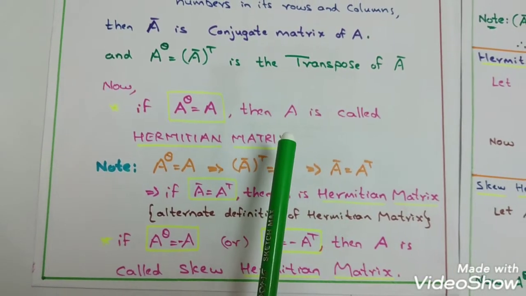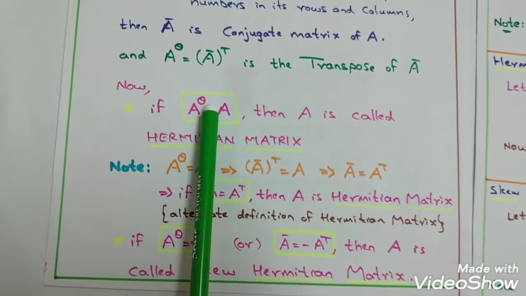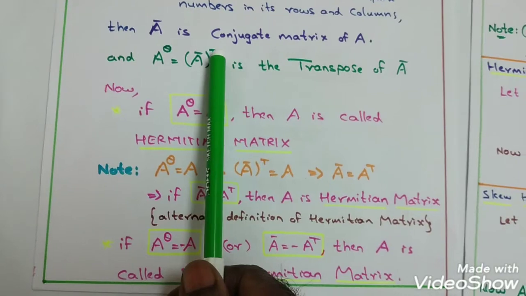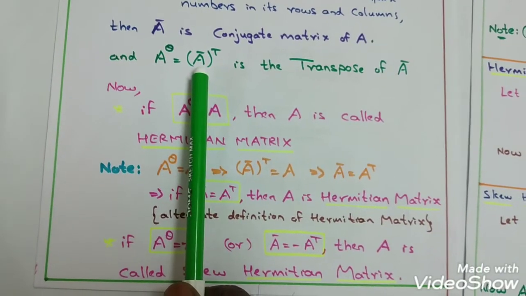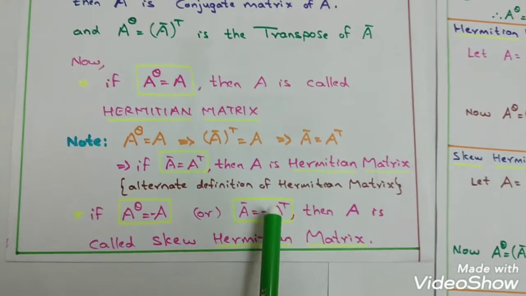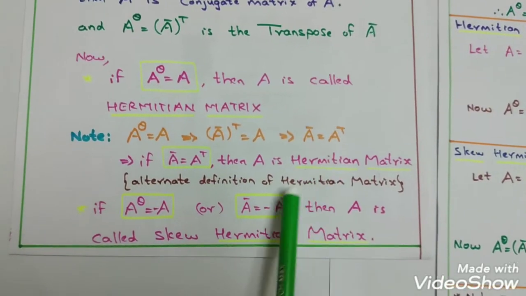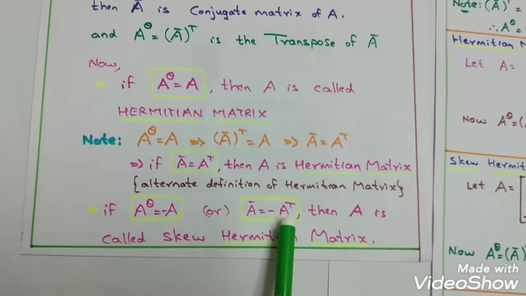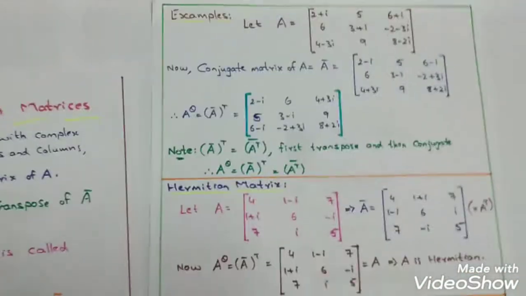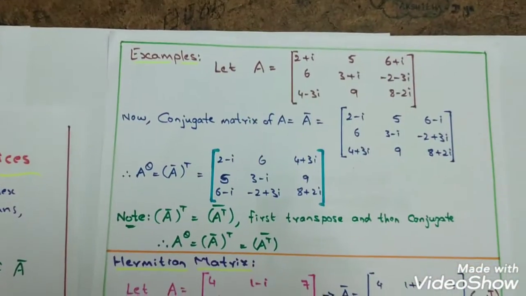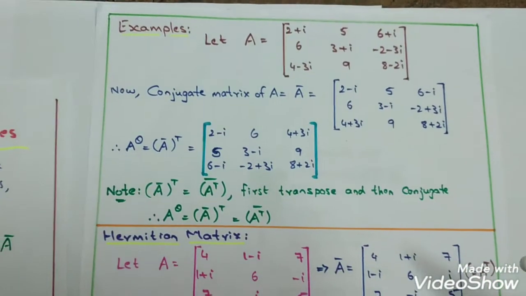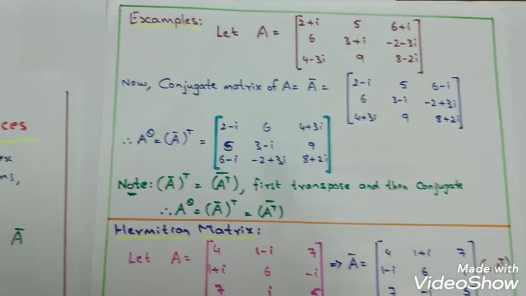So Hermitian matrix means two definitions. A theta equal to A, where A theta means the transpose of the conjugate, or simply you can say if the conjugate is equal to A transpose, then it is Hermitian. If the conjugate equals minus A transpose, then it is called skew Hermitian. Now first of all, let us go through examples clearly, what is the conjugate matrix and what is its transpose A theta, so that you could clearly understand the synopsis.